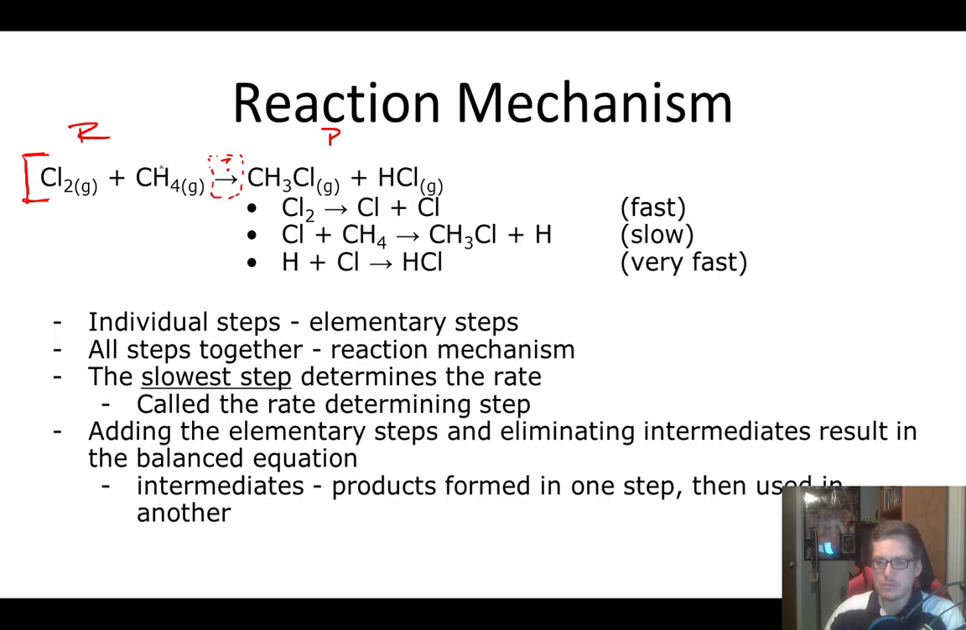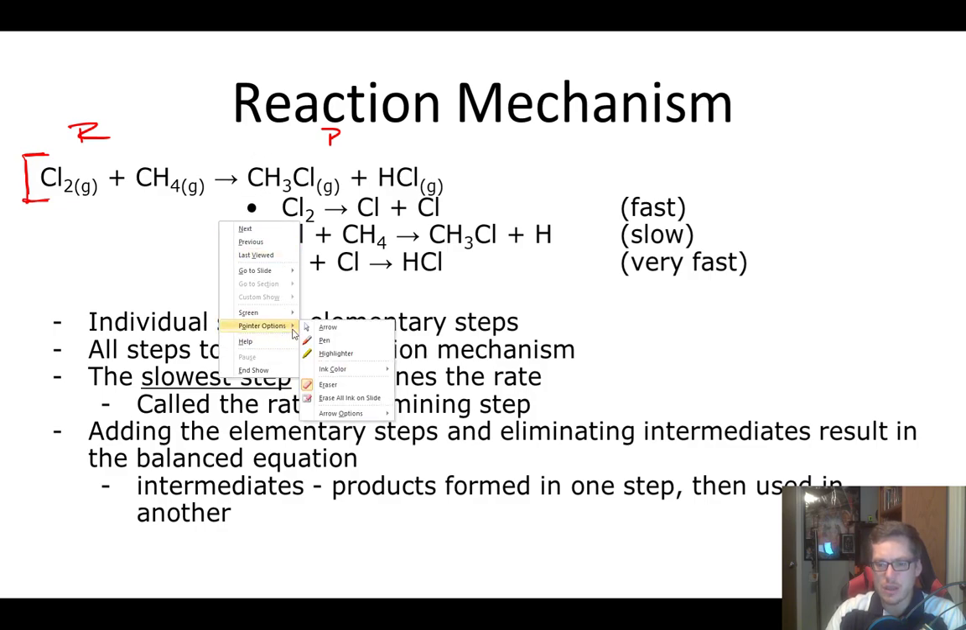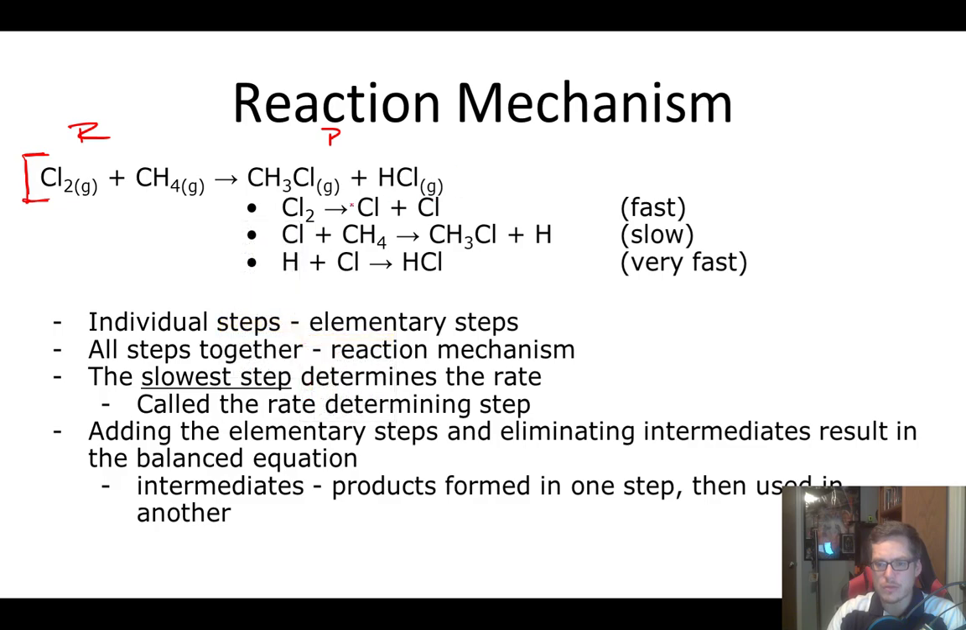So here we've got a reaction of chlorine reacting with methane. Let me get rid of some of this stuff because it's gotten kind of cluttered here. We've got chlorine reacting with methane, and it forms methyl chloride and hydrochloric acid. In the past, you might have assumed the chlorine and the methane react and make these things all in one step. That's not really true. What actually happens is it goes through a set of discrete interactions called elementary steps, and they always have to occur in a specific order.